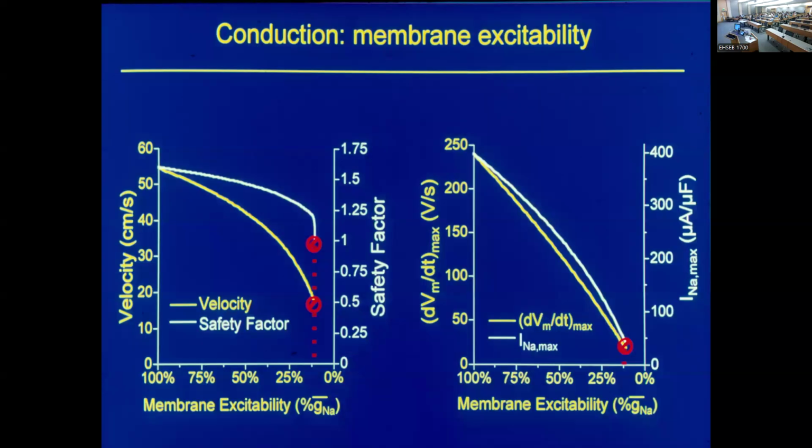So here are some simulations related to the safety factors. First, reduced changes in membrane excitability. If you look at the right panel, you see the sodium channel availability in white, and then the rate of rise of the action potential in yellow. You see that the rate of rise of the action potential is basically determined by sodium channel availability and is a good index of excitability.